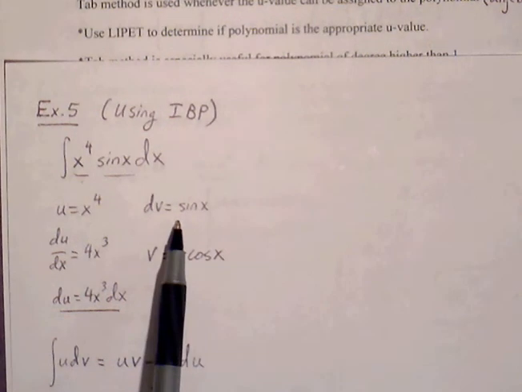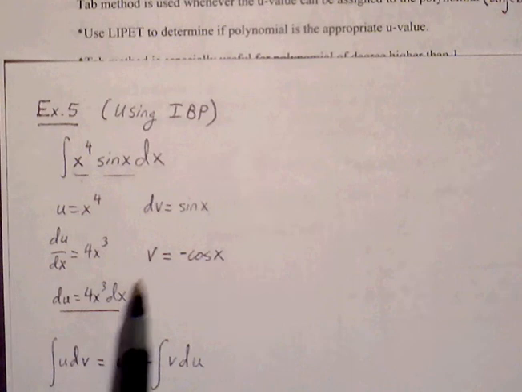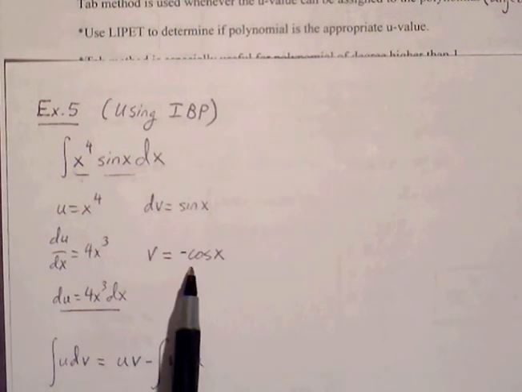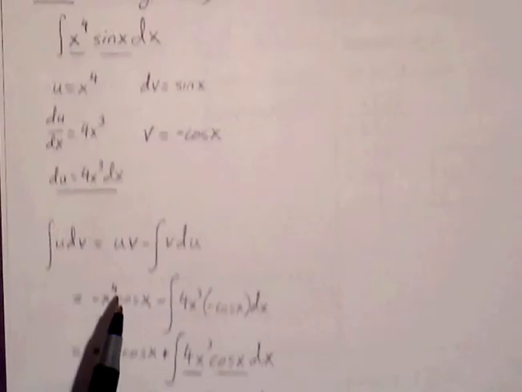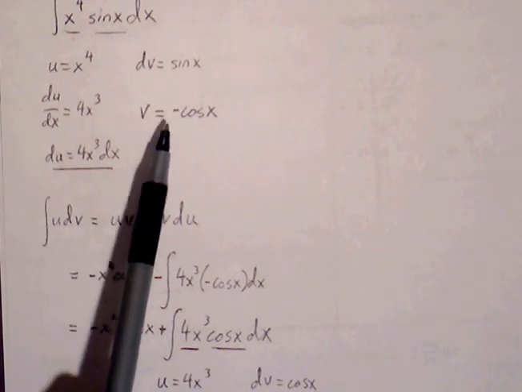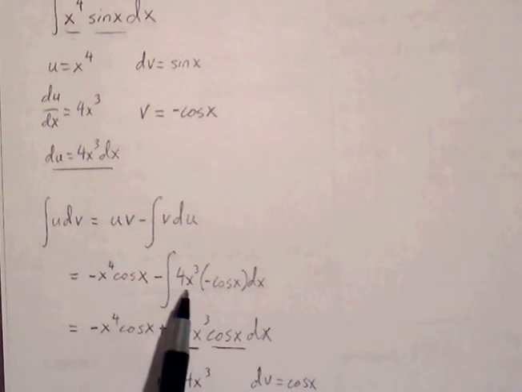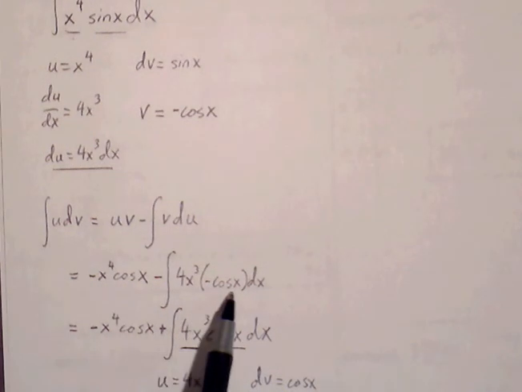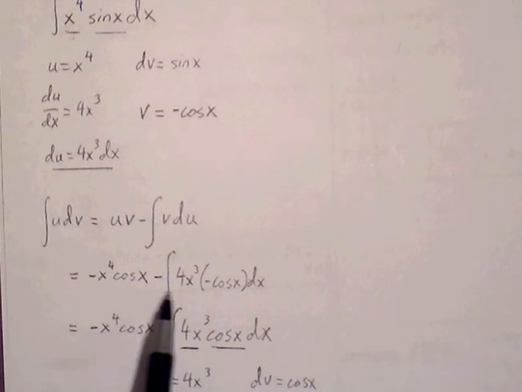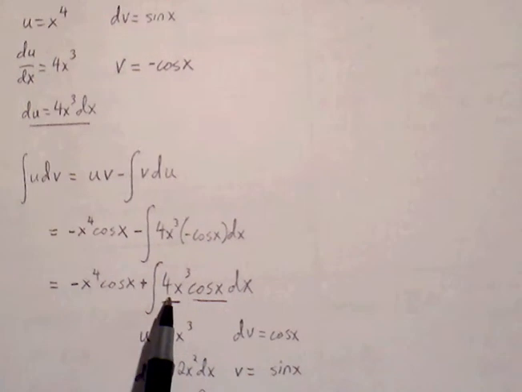We find the derivative, x to the fourth becomes 4x cubed, and the integral of sine becomes negative cosine. And so we plug into our formula, u times v minus the integral of v du. We get negative x to the fourth cosine x, because the negative from the cosine we can pull to the outside, minus the integral of 4x cubed negative cosine of x dx, which we can simplify. The two negatives can cancel out to be positive integral of 4x cubed cosine x dx.